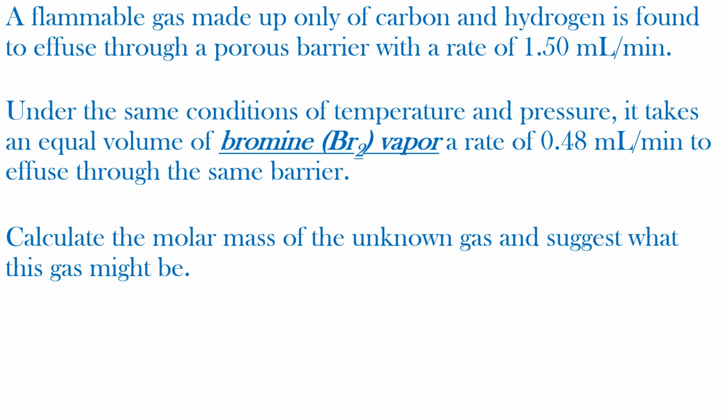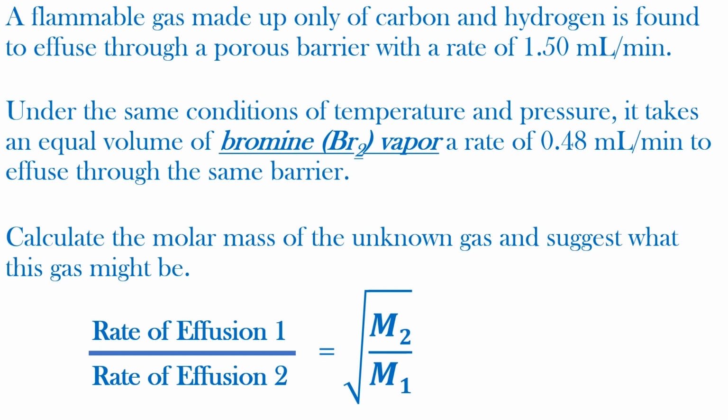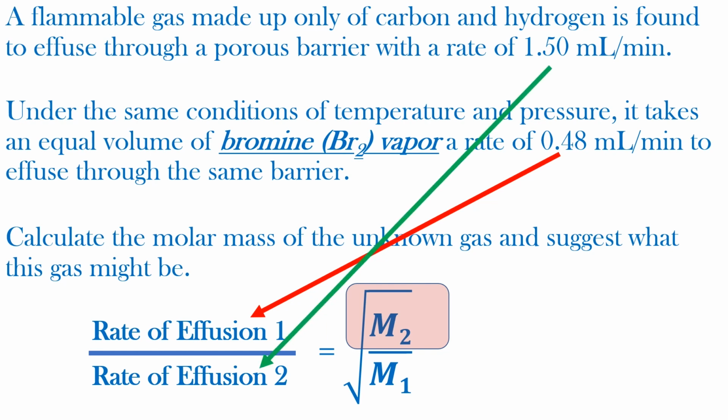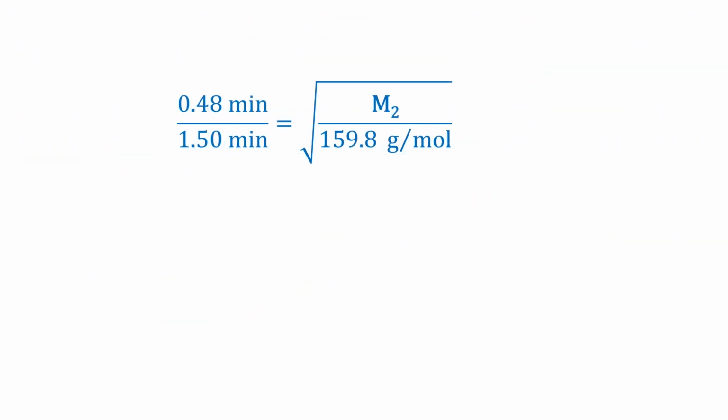Because we're given effusion data of two gases, we can use Graham's law to compare the unknown gas to the known gas. It doesn't matter which gas is gas 1 or gas 2. I typically assign the unknown molar mass as the numerator. Therefore, bromine can be gas 1 and the unknown gas can be gas 2. The unknown rate will be in the denominator on the left side, and the bromine data goes here. Since I'm not using the gas law constant R, I can use units of grams per mole for the molar mass.